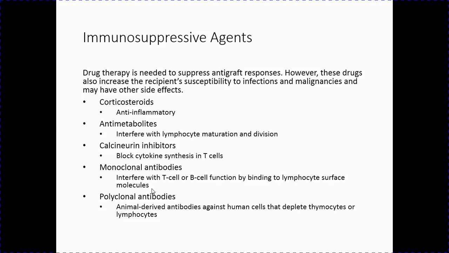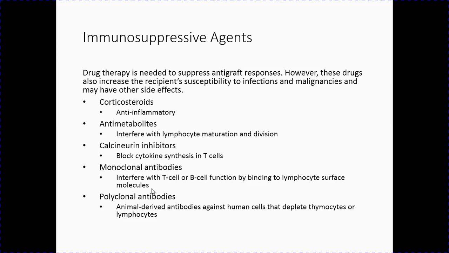The next class of immunosuppressive agents are antimetabolites. Those can interfere with lymphocyte maturation and division. The purpose is that we're killing off the proliferating lymphocytes that may respond to HLA antigens. There's a new class of drugs called mycophenolates that are the most effective antimetabolites at this point. So antimetabolites are designed to interfere with the maturation and division of lymphocytes.